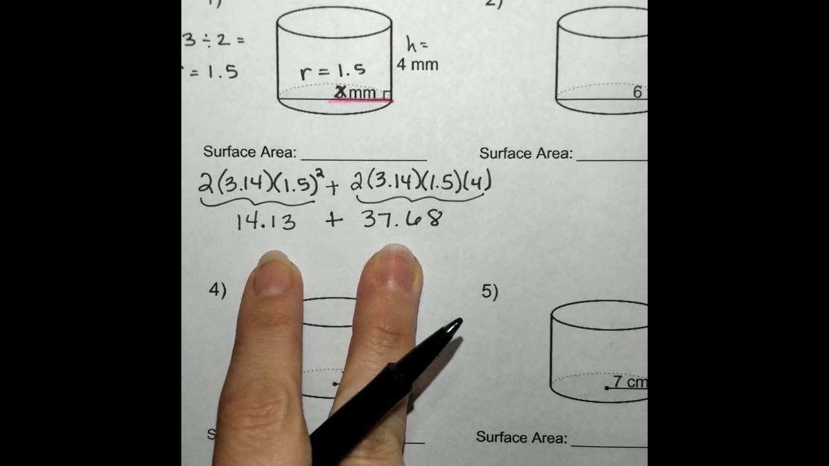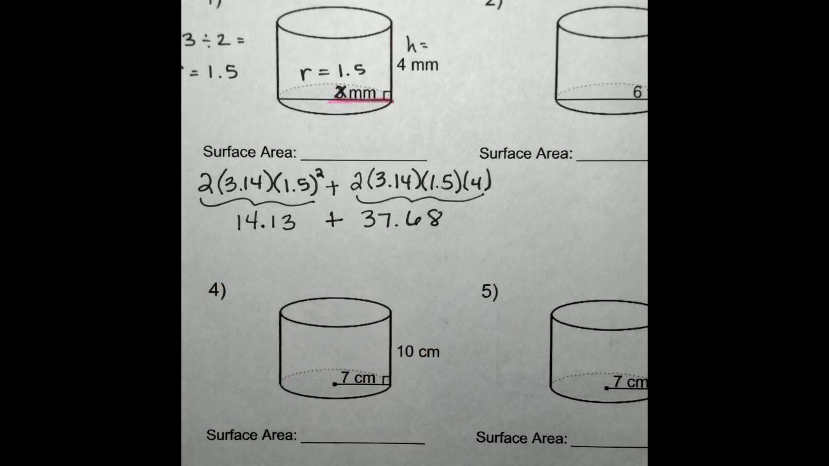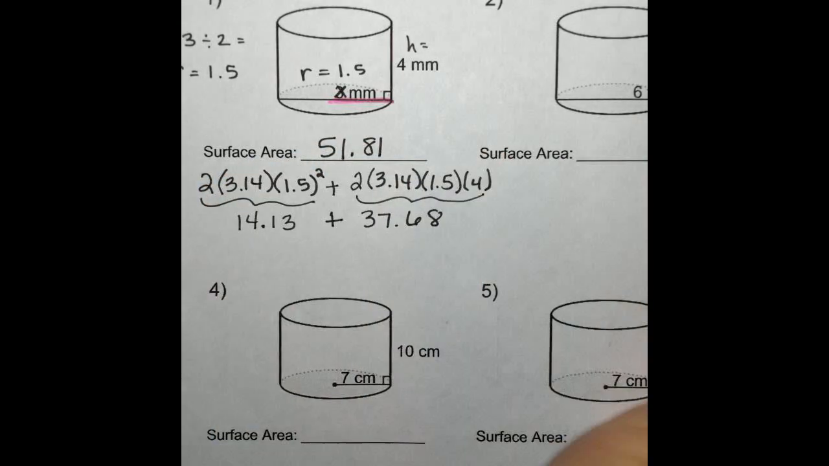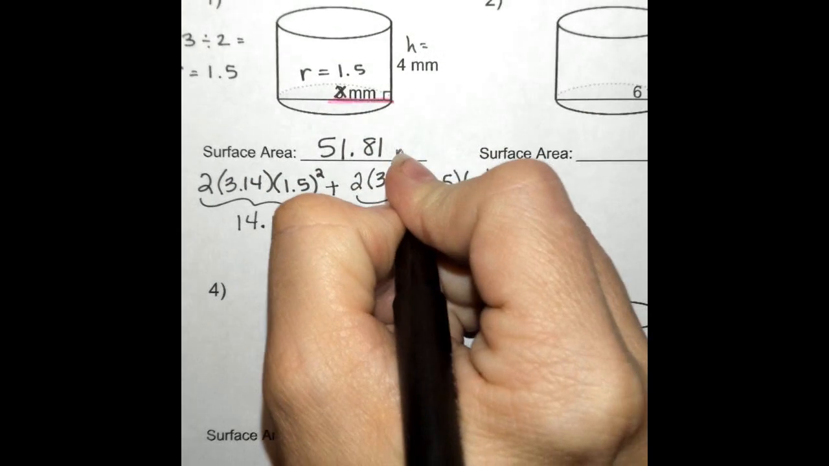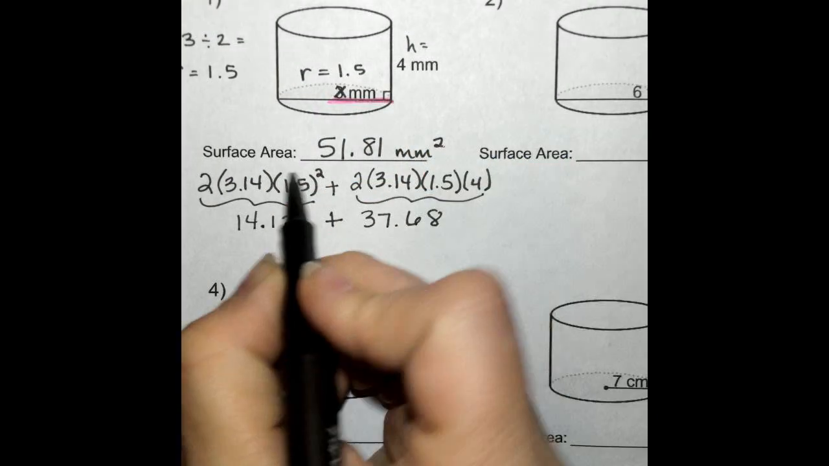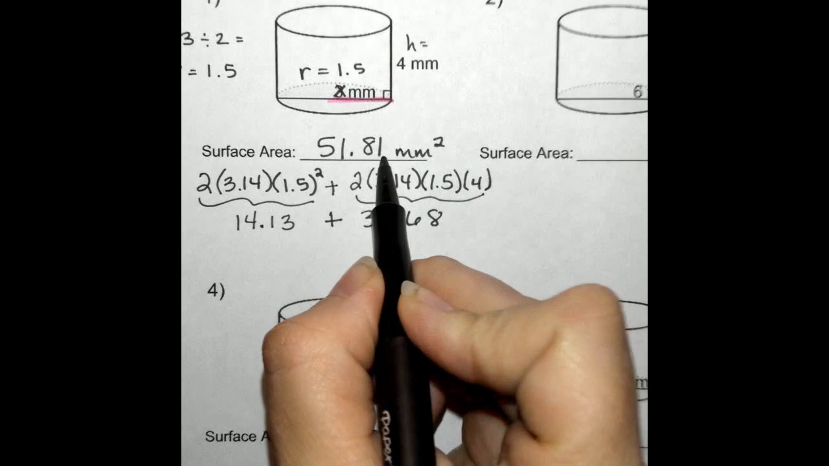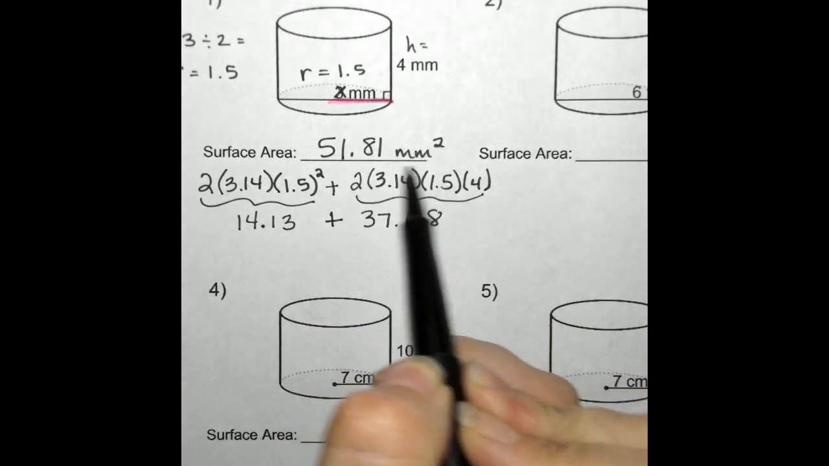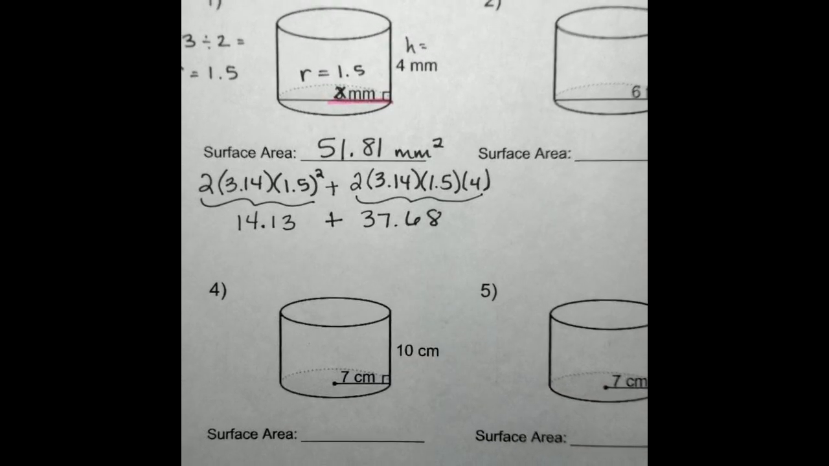The last step is to add those two together. We come up with 51 and 81 hundredths. Our units are millimeters, so millimeters squared. You're rounding it to the hundredths place value. When you're typing these in the worksheet, though, you won't be able to put the units in.